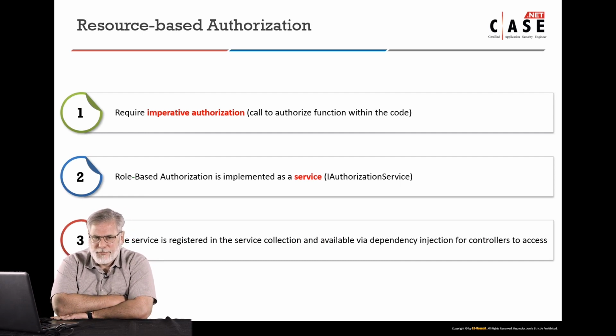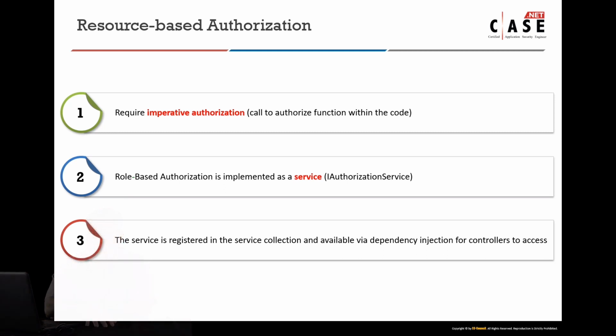Resource-based authorization. Another way you can authorize access to various resources, web pages, files, whatever. In this case, resource-based authorization is imperative authorization. We call the authorize function within the code. You can use role-based authorization as a service. Actually, there is an authorization service built into .NET. The service is registered in the service collection and available via dependency injection for controllers.